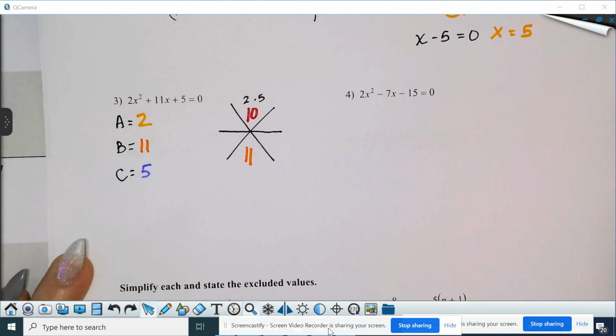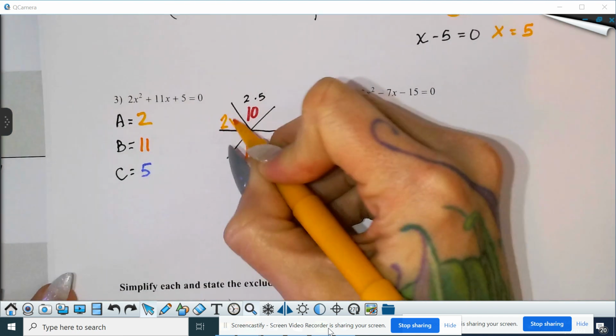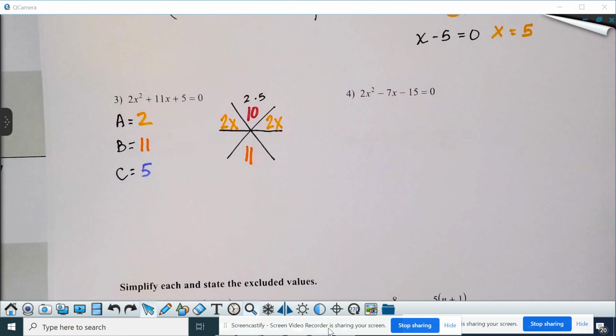A times X, and if I'm writing too fast, or if you're trying to write with me or trying to work it with me, give me a holler or make some racket and I'll slow down. So A times X, A is 2. So we're going to put 2 times X, 2 times X. And I messed up what I preached to you guys.